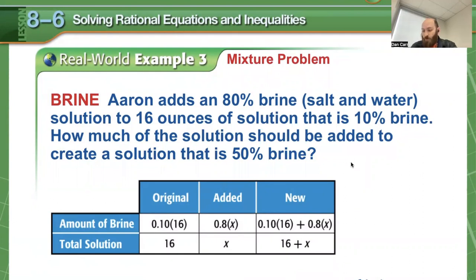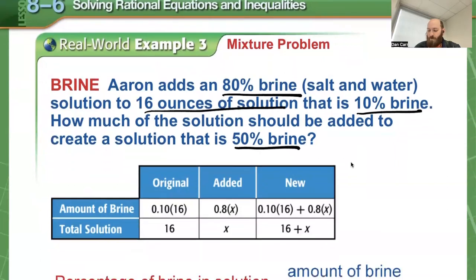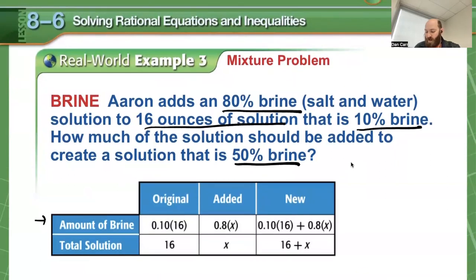So here's our scenario. Aaron adds an 80% brine, which is salt water, solution to 16 ounces of solution that is 10% brine. How much of the solution should be added to create a solution that is 50% brine? So this chart right here is very helpful. We're looking at the fact that the amount of brine is being modeled right here. Because it's 16 ounces, that's 10% right now, we can show the amount of brine as being 0.10 times 16. Okay, 10% of that 16 ounces is made up of the salt part.